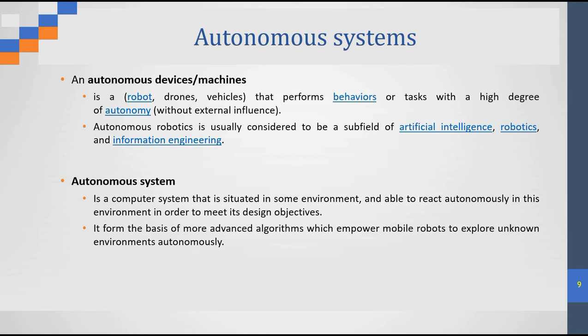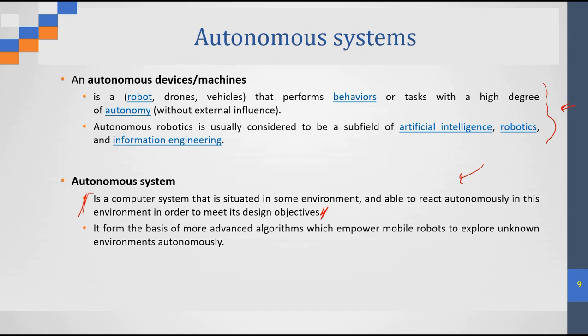So it is a computer system, we can say a system that is situated in some environment and able to react autonomously in this environment in order to meet its design objective. So this is the formal definition of an autonomous system. Before, I just defined the autonomous machine, but the system itself is a system. The one that works in this kind of machine should be an autonomous system, and this autonomous system, as we see, is situated in some environment.